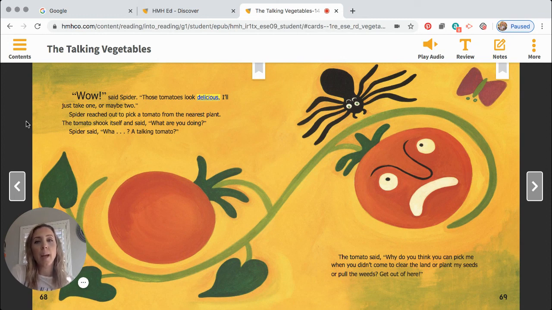Well, let's stop right here. So Spider went to go pick these vegetables, right? How did Tomato respond when Spider tried to pick him off of the vine? I want you to underline the sentence or sentences that he said. What did Tomato say to Spider when he tried to pick him off the vine? Go ahead and underline or highlight it on page 69.